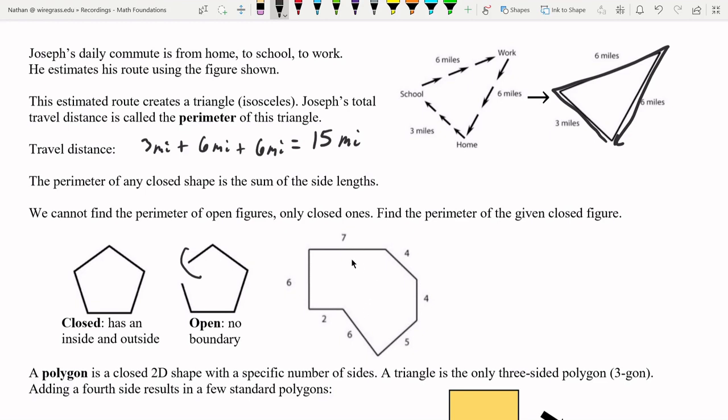So this is a closed shape, and what's the perimeter of this shape? All we have to do is add up the side lengths. So we have 6, 7, 4, 4, 5, 6, and 2. So adding these numbers up, we're going to get 34.